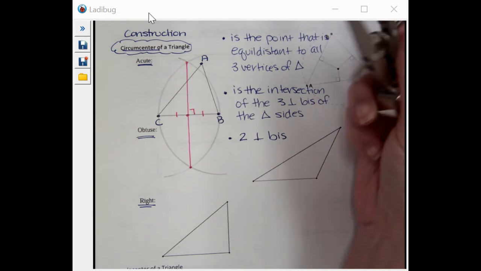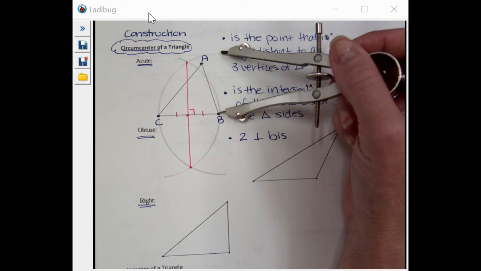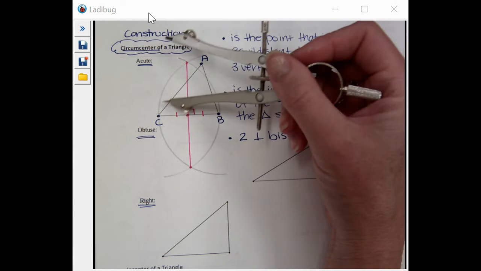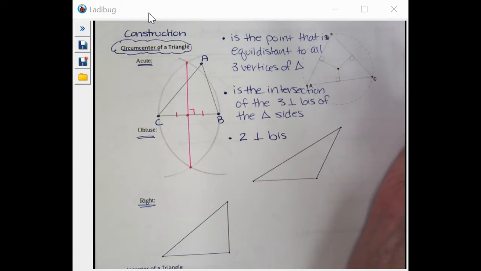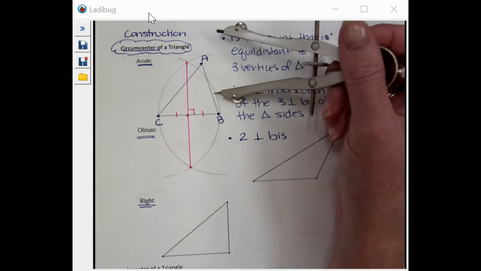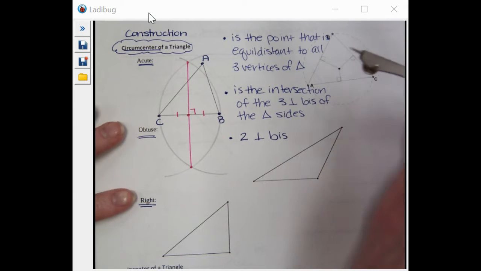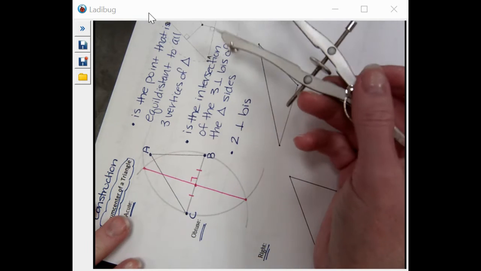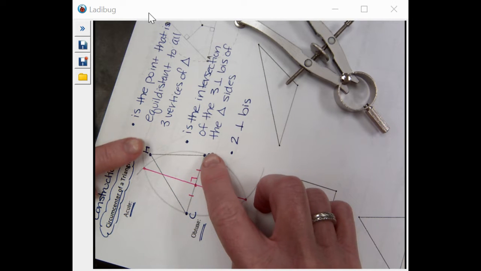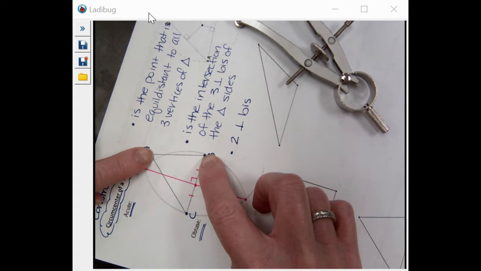I now either have to bisect AB or I have to bisect AC. It doesn't really matter which one. I think I'm going to bisect AB just because it's shorter. I can make my compass smaller. I'm going to tilt my page a little bit because I like to look at it more horizontal when I do this. So I'm going to bisect from A to B.